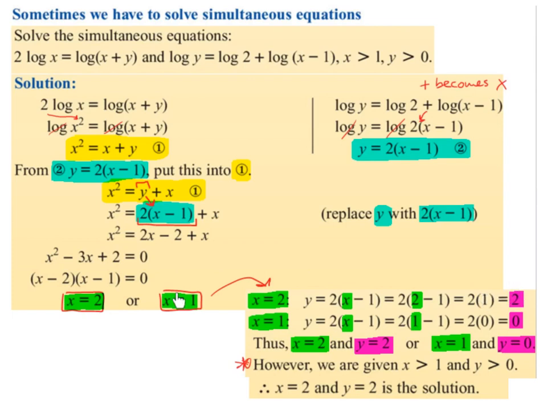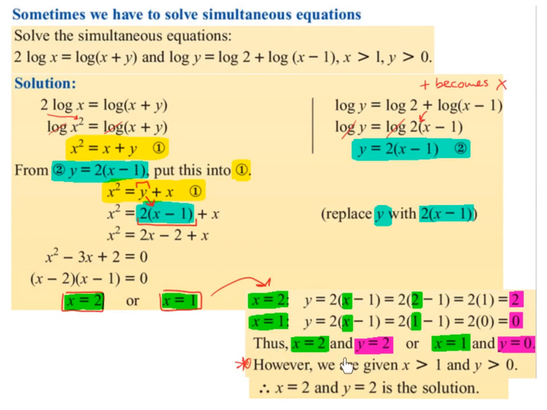And then we take our x value of 1. We do the same thing. We swap that x for 1. And we get 2 times 0, which is 0. So we get a y value of 0. So thus, x is equal to 2 and y is equal to 2. Or x is equal to 1 and y is equal to 0.